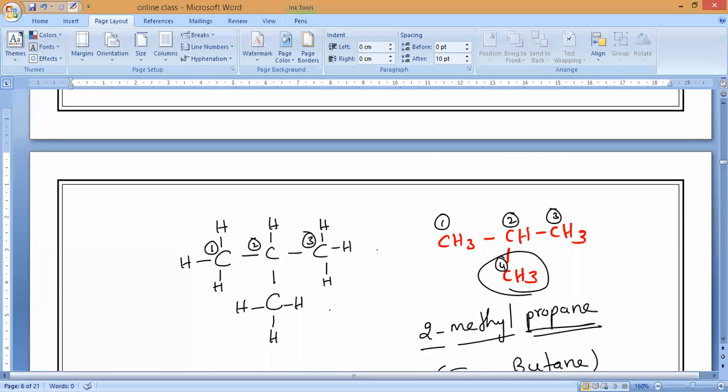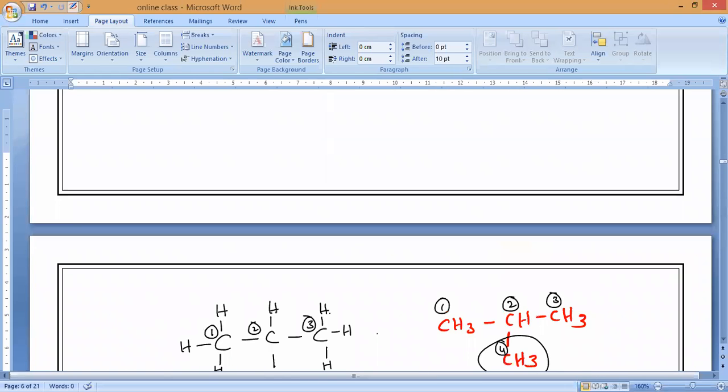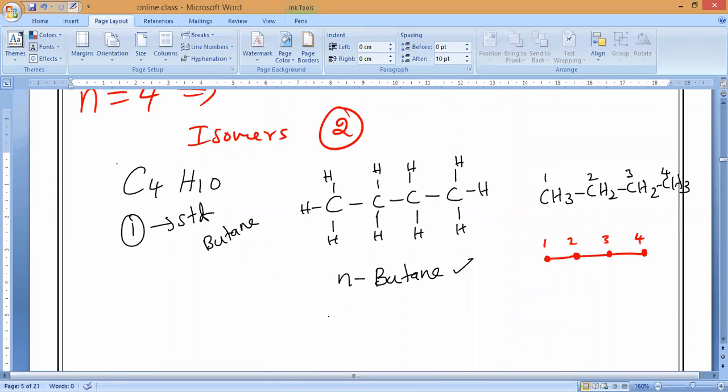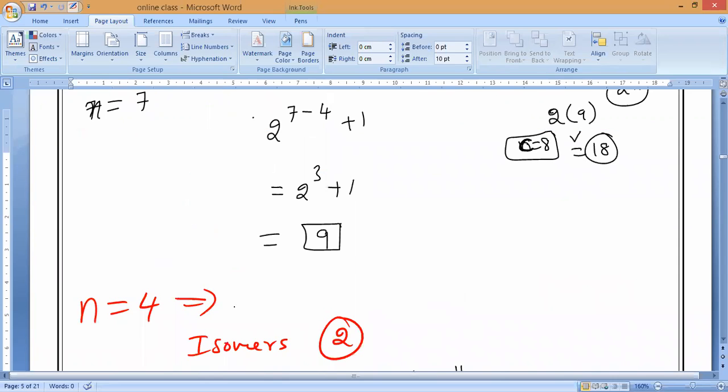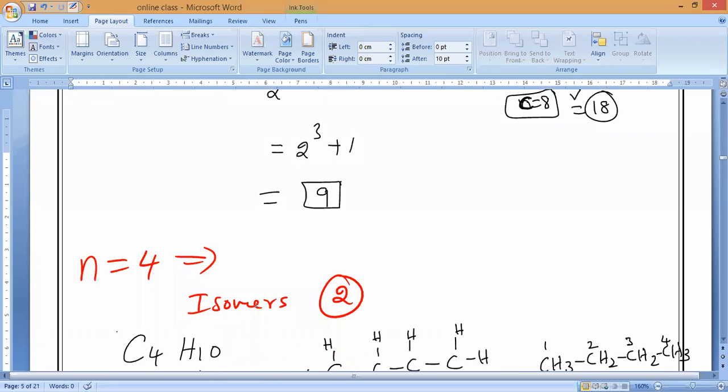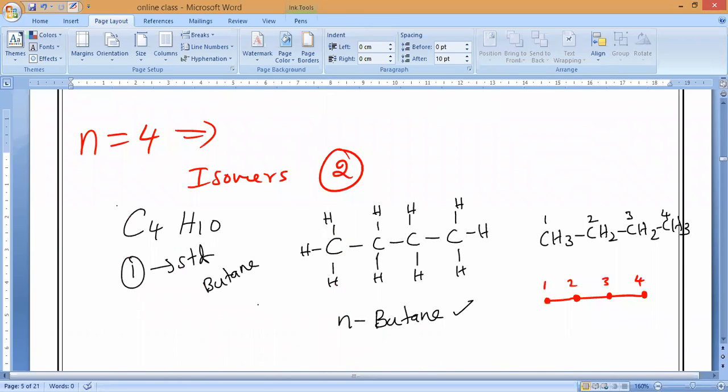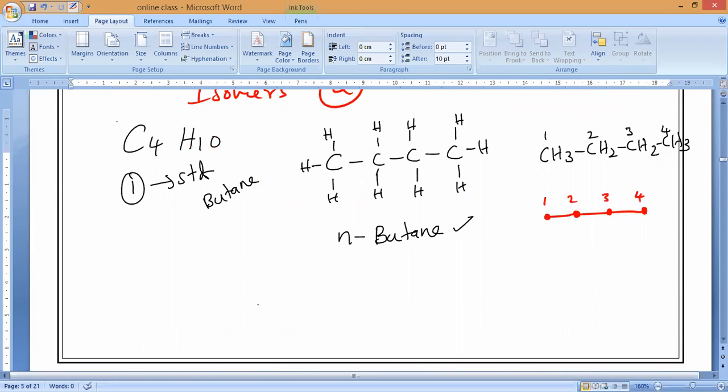Please draw. Definitely these questions will come in the exam: n equal to 4, n equal to 5, n equal to 6, within this range. For n equal to 9 there will be many more isomers, so they won't ask. But if they do ask, they will ask any 2 or 3. For example, if n equal to 7 is given, draw any 2 isomers of the alkane with n equal to 7. Then we have to draw any 2 or 3. You have to understand like that.